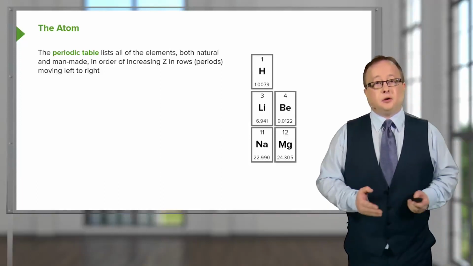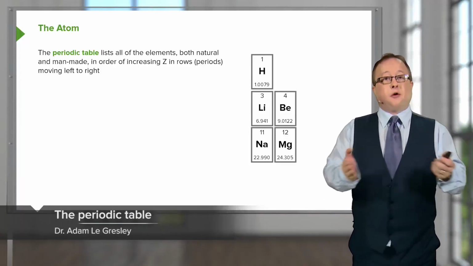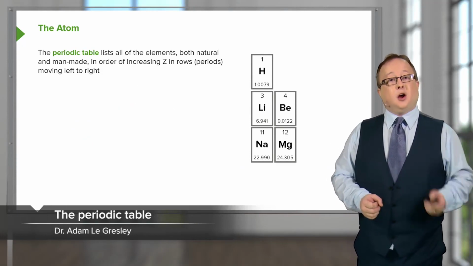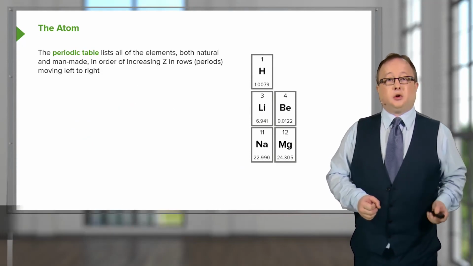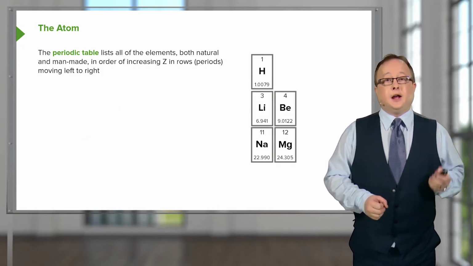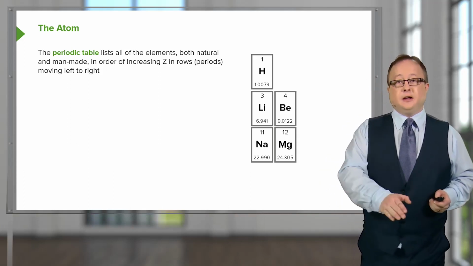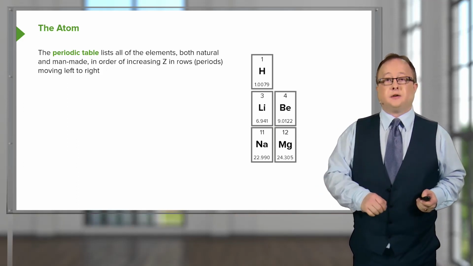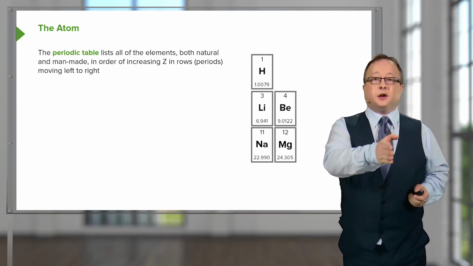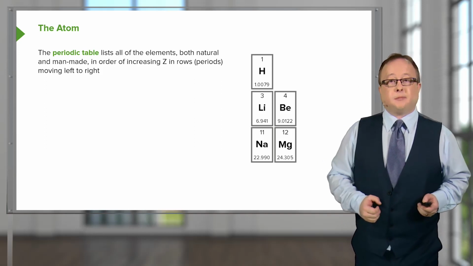Now, you've probably all heard, or I hope you've all heard of the periodic table. And it lists all of the elements, both natural and also man-made, in increasing order of atomic number, Z, moving from left to right. Here we have the first two groups in the periodic table.